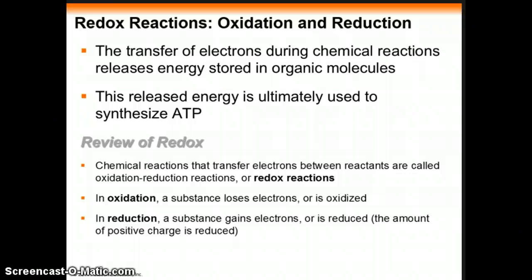Another thing we need to review is the definition of a redox reaction, because that's a big part of how cellular respiration occurs. A redox reaction is any chemical reaction that transfers electrons between the reactants. In oxidation, we have a substance losing electrons. We say that it's oxidized. And in reduction, we have a substance gaining electrons, or the substance is reduced. This gaining and losing of electrons, we saw in photosynthesis how that plays a part in the electron transport chain. In cellular respiration, it's also going to play a part in releasing energy that can ultimately be used to synthesize new ATP for the cell to use.